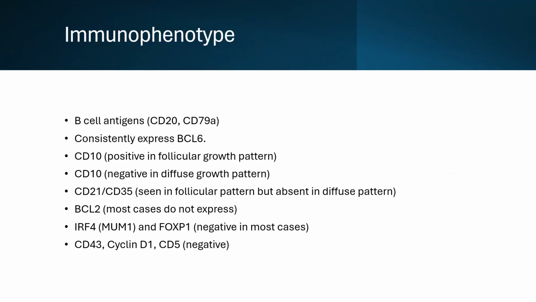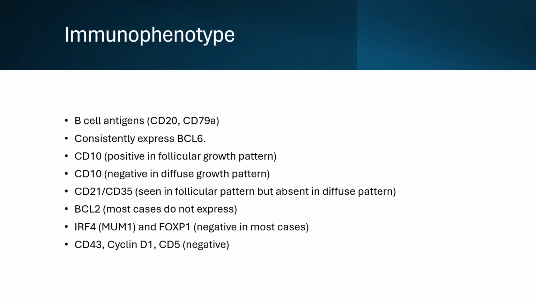And immunophenotypically, it will express all B-cell antigens, and they consistently express BCL6. CD10 is expressed only in the follicular growth pattern and negative in the diffuse growth pattern of the lymphoma. And CD21 and CD35 are seen in the follicular pattern but also absent in the diffuse pattern. And BCL2, contrary to follicular lymphoma, is not expressed in primary cutaneous follicular center lymphoma, and IRF4, also known as MUM1, and FOXP1 are negative in most cases.